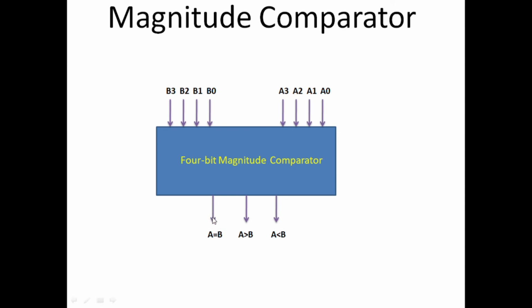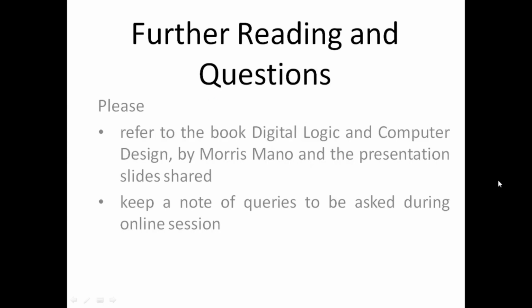So for example, if the output at this line is 1, then A is equal to B, and if the output at this line is 1, then A is greater than B, and if the value at this output is 1, then A is less than B. Okay, so this is a 4-bit magnitude comparator.